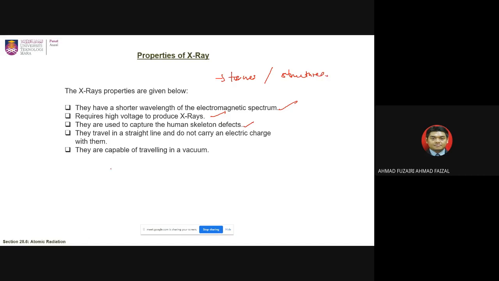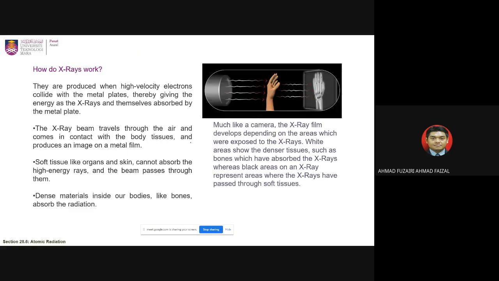They travel in a straight line. That's why when we want to do an X-ray, our doctor or medical team will ask us to stay put, against the wall, so that when they project the rays, we will see a very clear image of our tissues and structure. They are also capable of traveling in a vacuum, no problem in a vacuum.